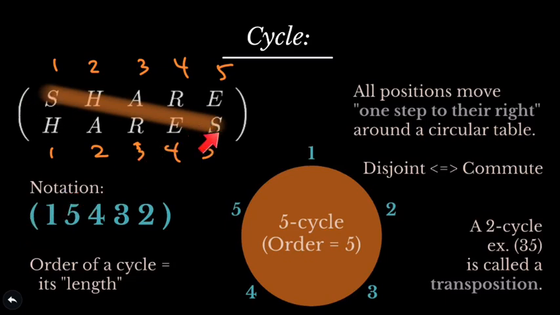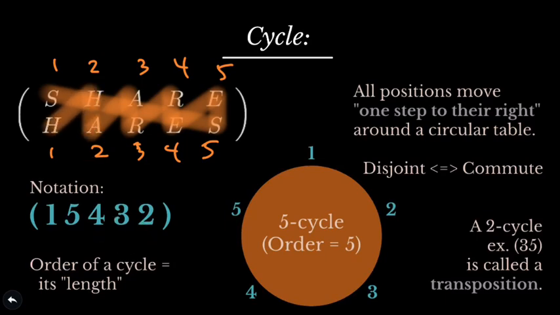So 1, 5. And then the letter that was in position 5, so I'll go directly up here, which is the letter E, that letter ends up in position 4. So 1 goes to 5, goes to 4. The letter in position 4 is R. It goes to position 3. So 4 follows 3. And then 3 goes to position 2. 3, 2. And then the symbol in position 2 goes back to position 1, and that completes the cycle, right?